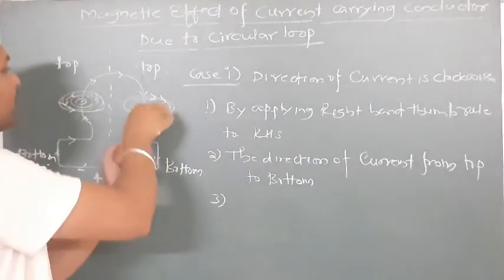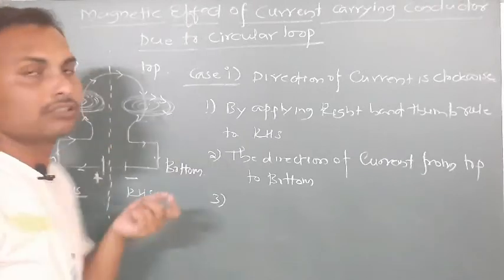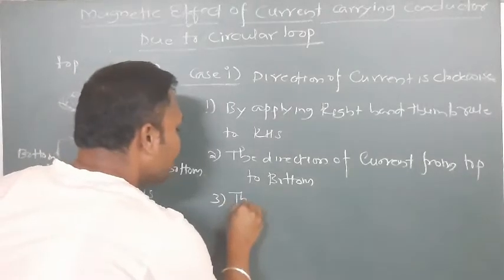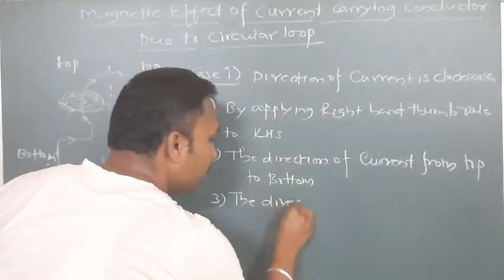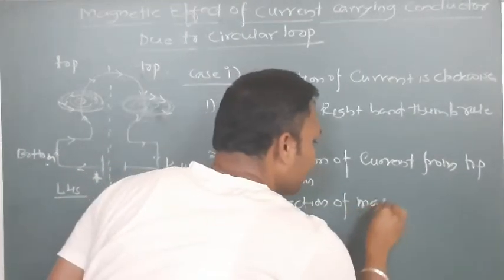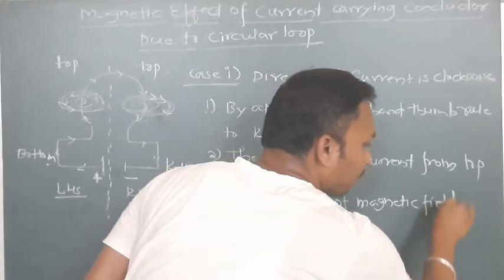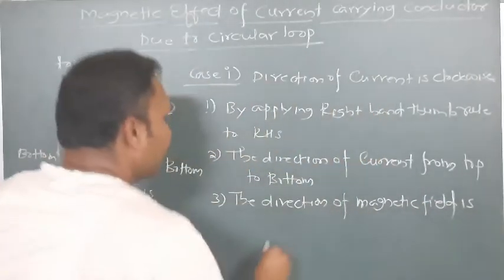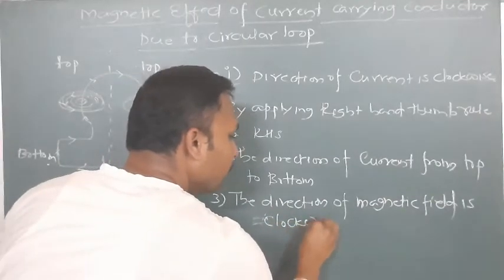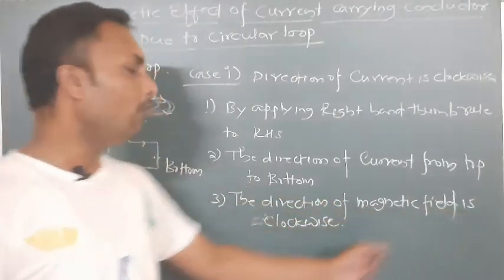Now can you tell me the direction of the magnetic field? Is it clockwise or anti-clockwise? We can say this is clockwise. The direction of magnetic field is clockwise. The direction of magnetic field is what? Clockwise.